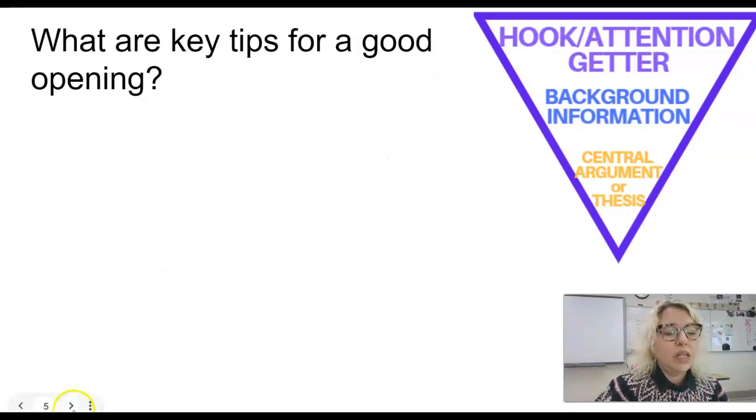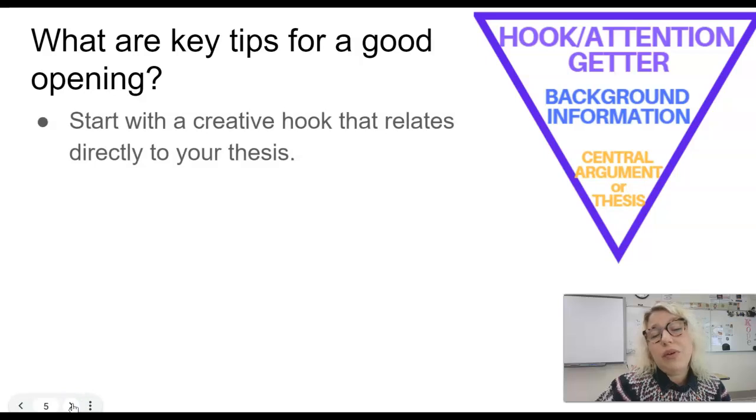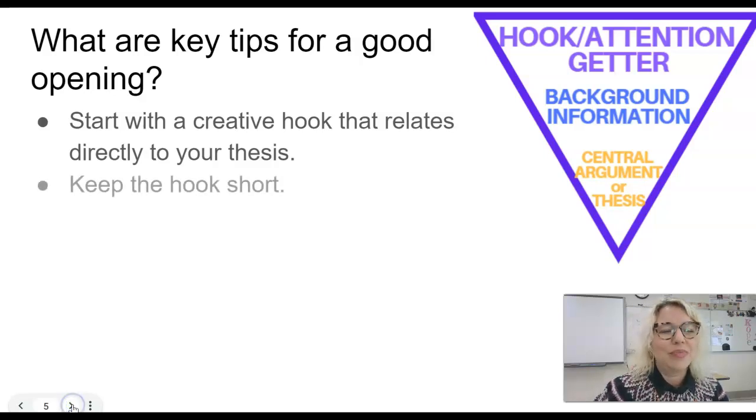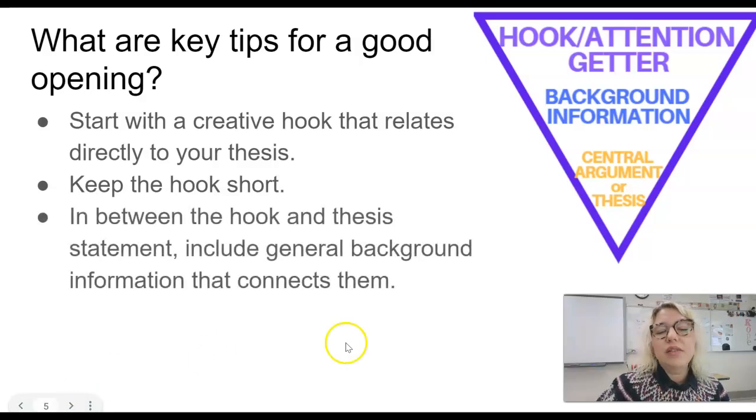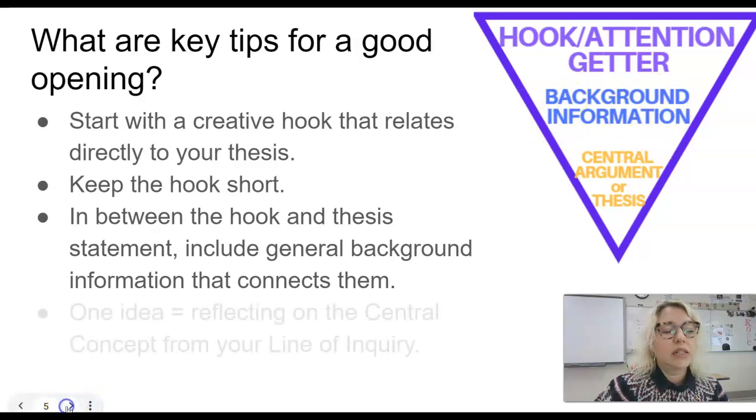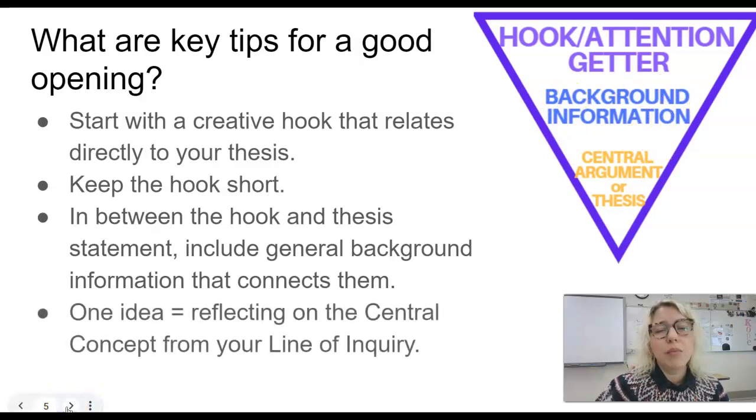All right, so some key tips. First of all, start with a creative hook that relates directly to your thesis. Don't get too cutesy. IB examiners don't appreciate it. So not so much creative as related directly to your thesis. Keep it short. And in between the hook and thesis statement, that's where you include that general background information connecting the two together. One idea is reflecting on the central concept from your line of inquiry.